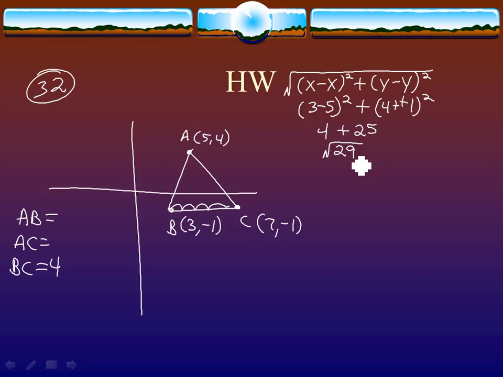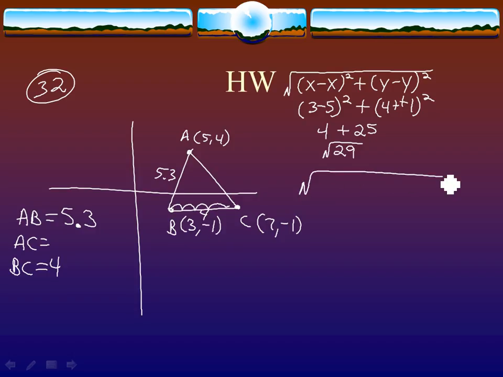5.3. Grab your calculator, hit square root 29, then hit equals. 5.3. You had something extra in your calculator you forgot to clear out. So this side right here is 5.3. This side down here was 4. Now we gotta do this side.